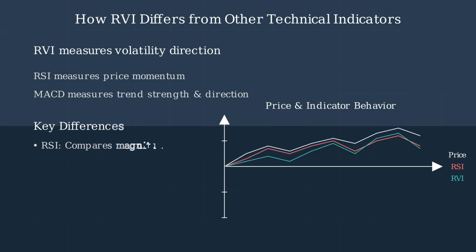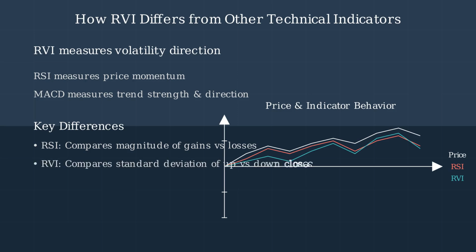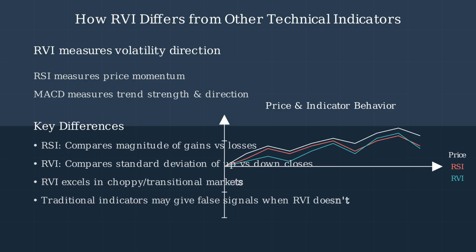The fundamental difference is in what these indicators measure. RSI compares the magnitude of recent gains to recent losses, focusing on price changes. RVI, however, compares the standard deviation of up closes versus down closes, making it more sensitive to volatility patterns rather than just price movements. This unique focus on volatility makes RVI particularly valuable during choppy or transitional markets, where price-based indicators might give false signals.